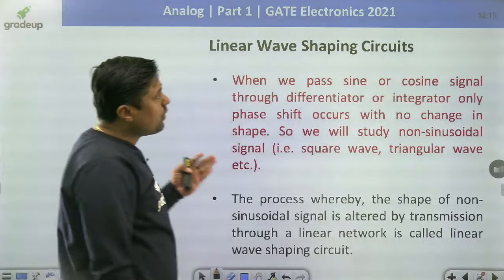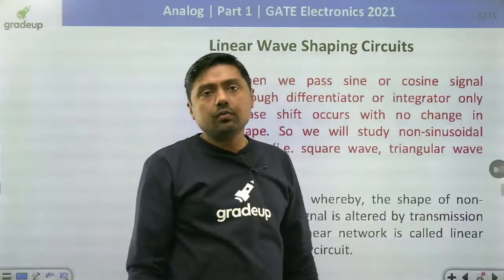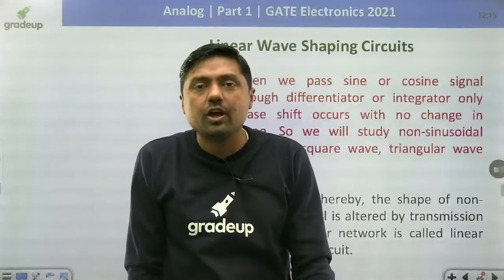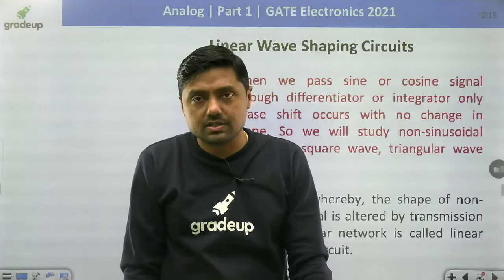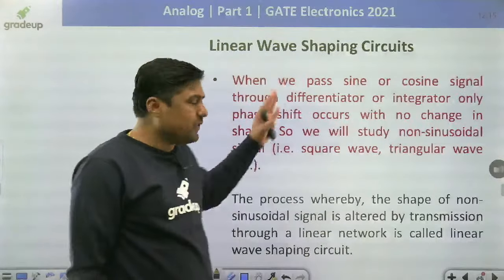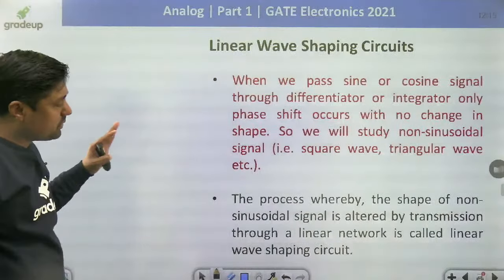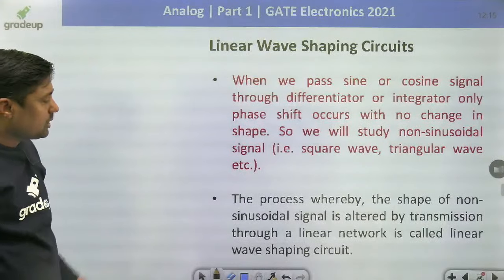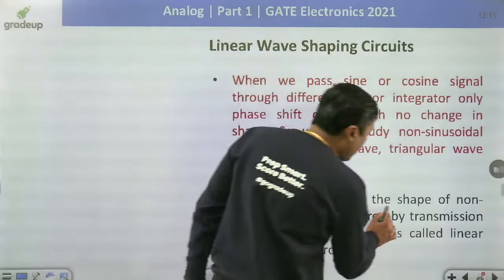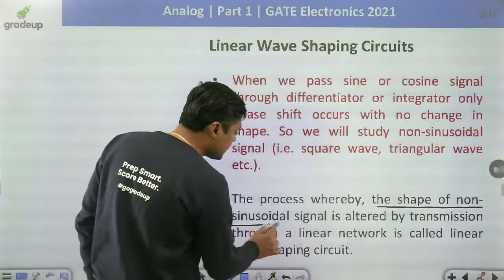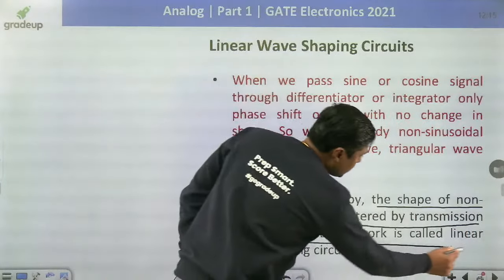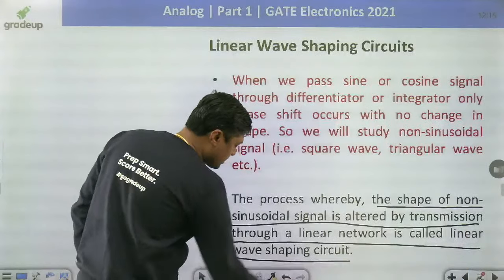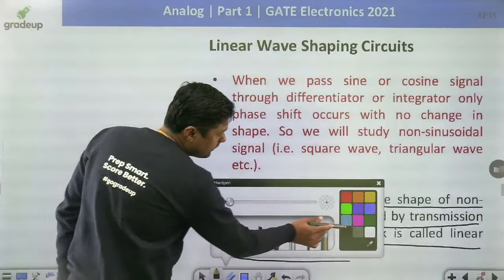Now, what is a linear wave shaping circuit? A linear wave shaping circuit means simply we are providing high pass RC circuit and low pass RC circuit. You can go through the definition, but definition is not required. Just the process: the process whereby the shape of non-sinusoidal signal is altered by transmission through a linear network is called linear wave shaping circuit.